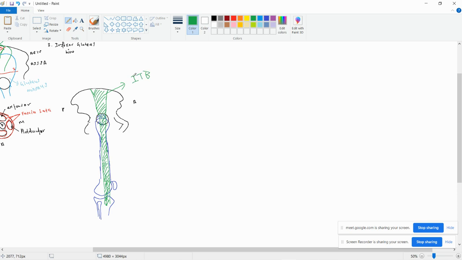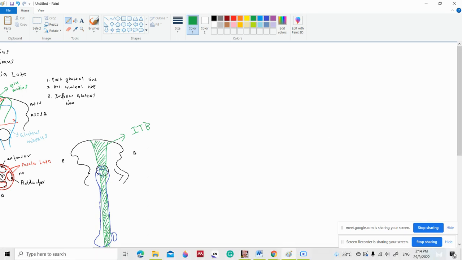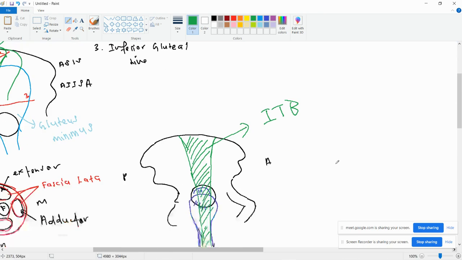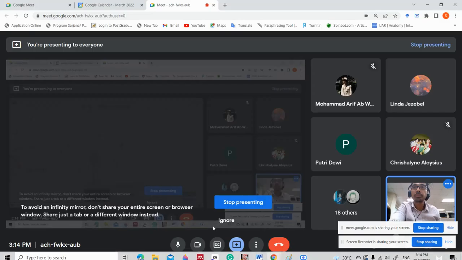This is your ITB, iliotibial band. Understood, class? So again, what is ITB? The thickening of the fascia lata, which extends from the iliac crest until the lateral condyle of the tibia. That's what we call the iliotibial band. Ilio refers to the ilium, tibial refers to the tibia, the lateral condyle of the tibia, and the band refers to this thickening of the fascia lata. Do you understand so far, class? Clear?